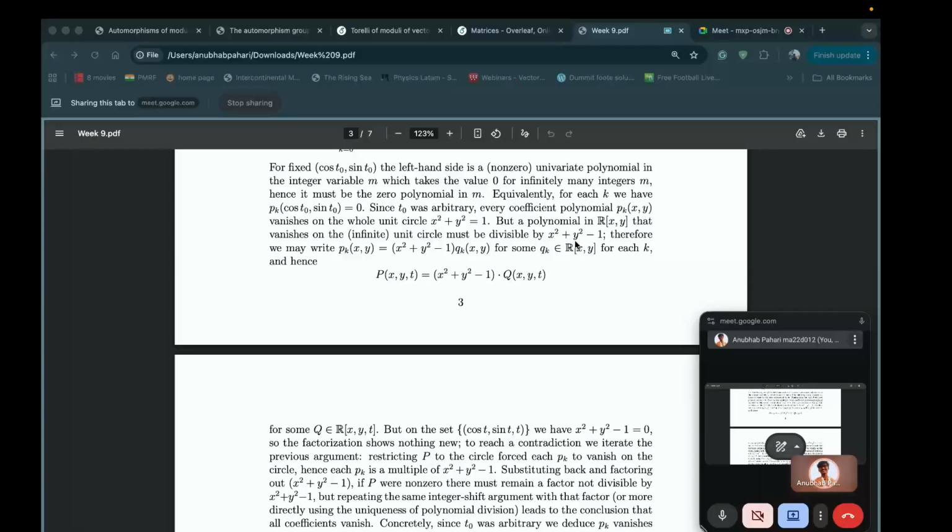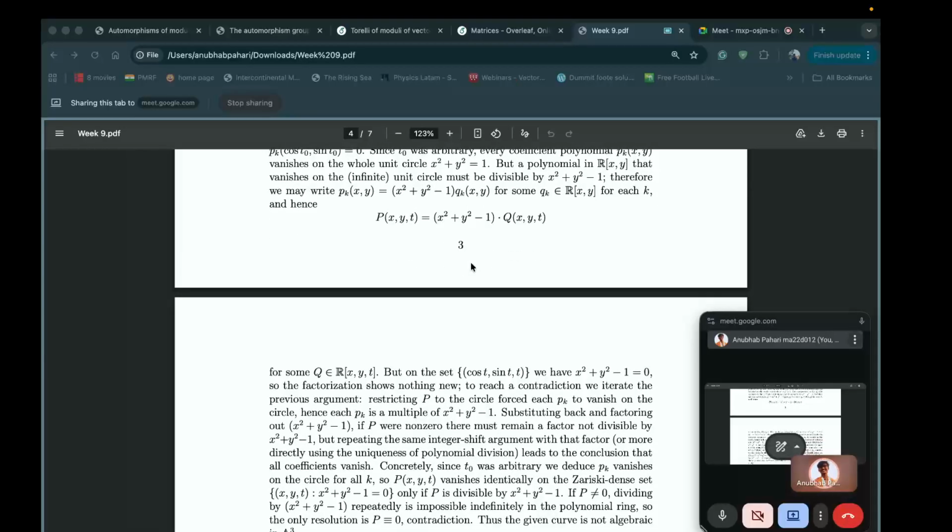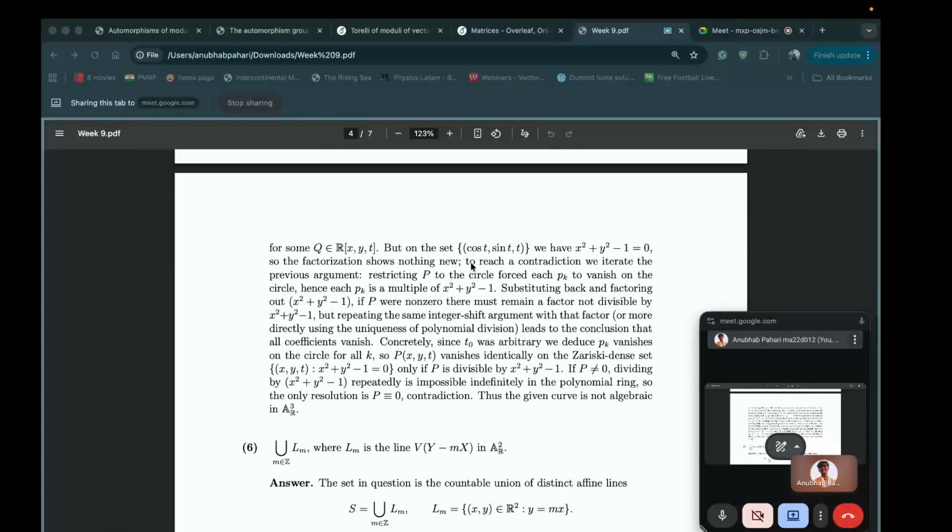Therefore, we may write p_k(x,y) = (x² + y² − 1) q_k(x,y) for some q_k in R[x,y] for each k, and hence p(x,y,t) = (x² + y² − 1) q(x,y,t) for some q in R[x,y,t].